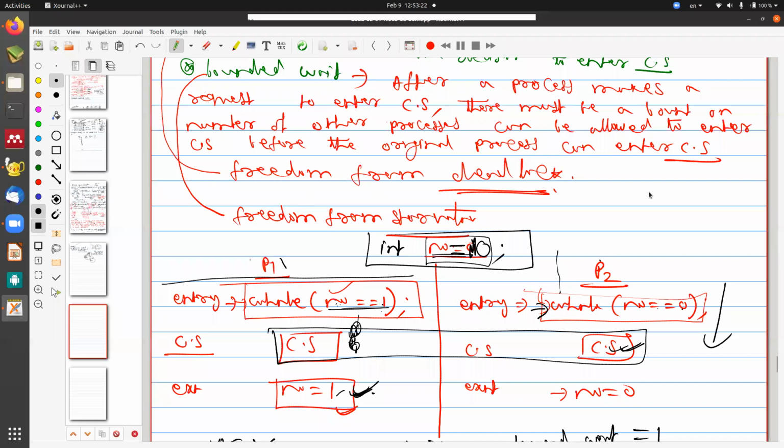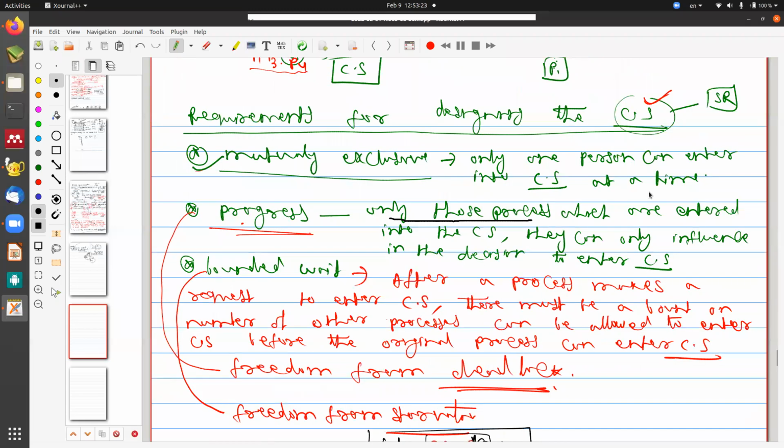You cannot say that sir, for 4 processes it is working, for 2 processes it is not working. That code is not proper. Are you getting my point? Yes, sir. Yes, that is the progress.